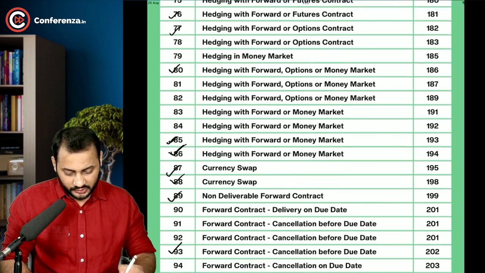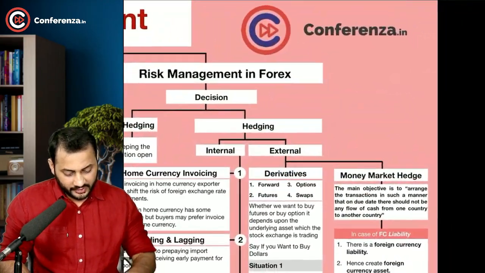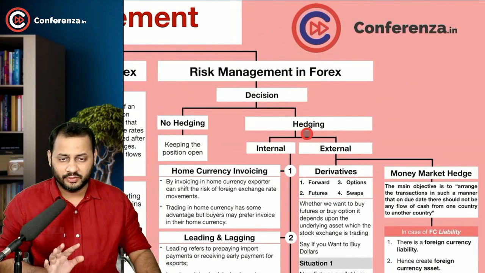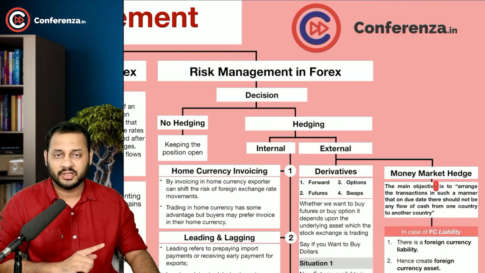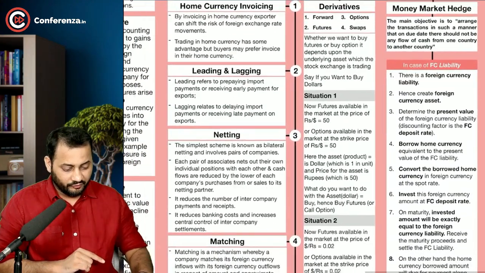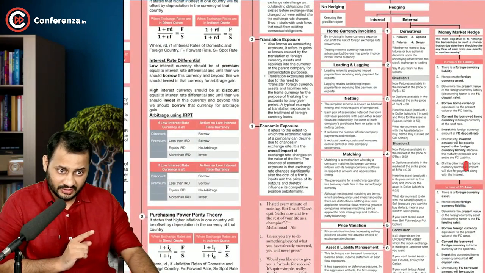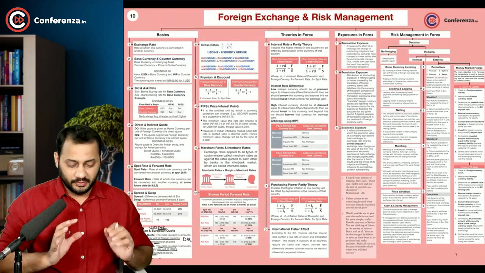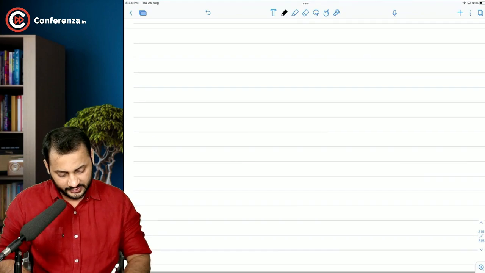If we go through the charts in the risk management, you can see under the decision, if we take hedging, that we want to do hedging, there is one part which is internal, the second part is external. Under external there are also two parts, derivatives and money market hedge. So every step that is required under money market hedge is given in this last part. Okay, but first let me explain the concept of money market hedging.